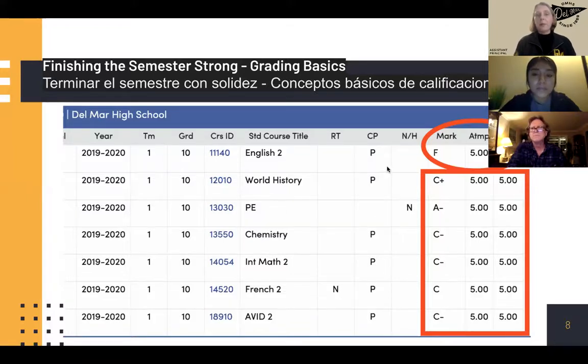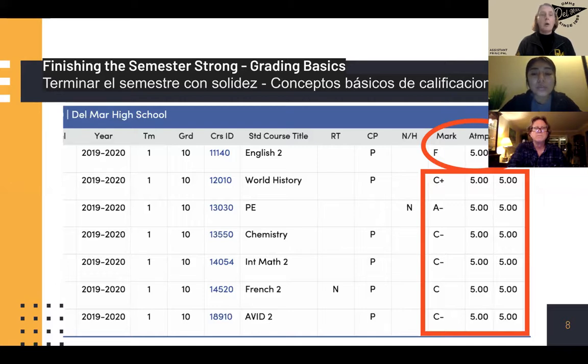So for example here, a student passed all of these classes, and this is from a transcript. And so you can see that the student received credits for each of these classes, 5 credits. The student did not pass this class, and so they did not get the credits.